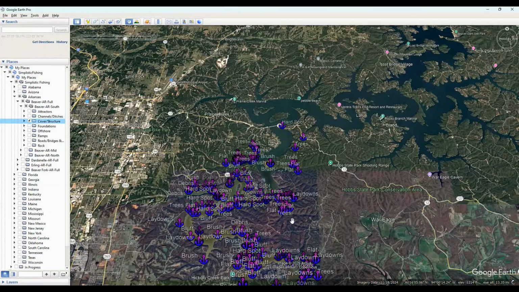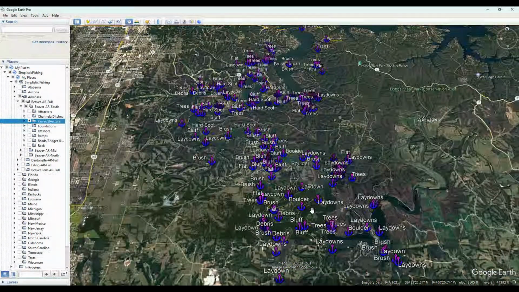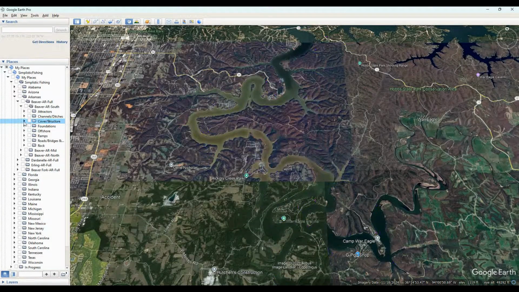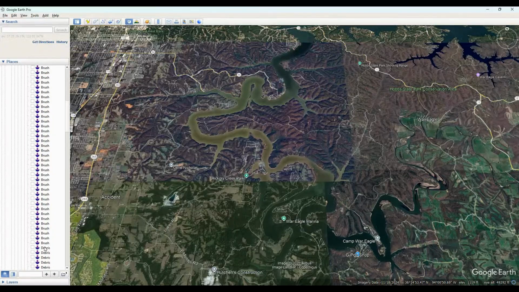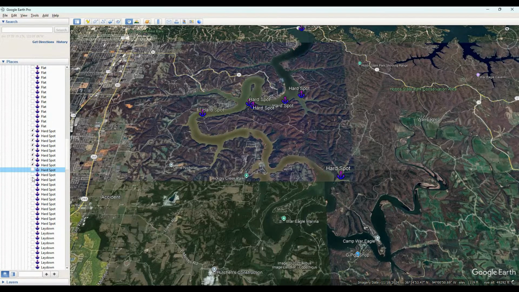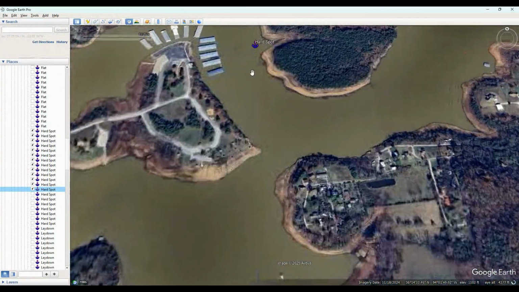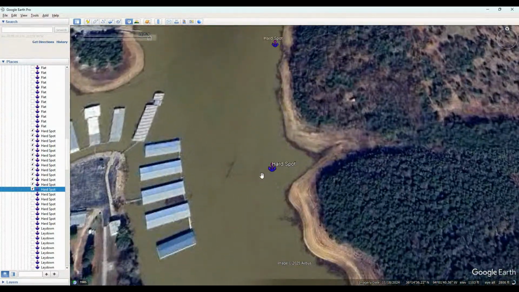All right, let's talk about all the cover and structure that's out here as well. Quite a bit of stuff. You've got boulders, you've got brush and laydowns. We've marked them all. A couple of things that I would point out would be on these hard spots. One thing that I noticed when we're looking at the hard spots in the lake, I'm just going to pick out a couple here. The thing about these hard spots is a lot of times you want to look at the transition areas away from these hard spots.